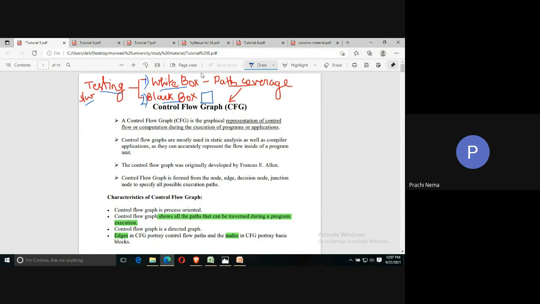Now in white box testing, as we have the complete knowledge of the system, there is a concept of path coverage. This path coverage is about when we execute lines of code. What is software? Software is a collection of lines of code, many thousands of lines of code. So there can be multiple ways of executing these lines of code.